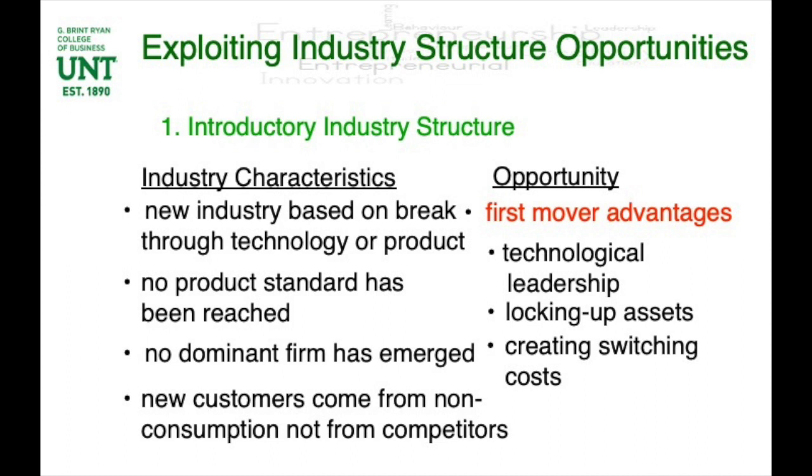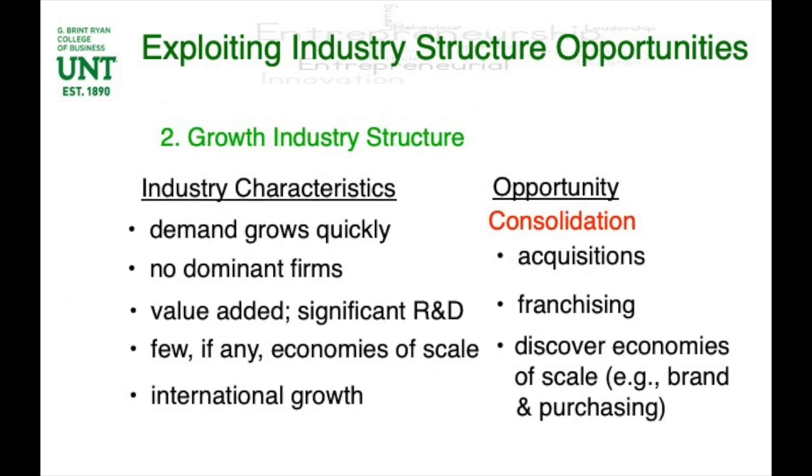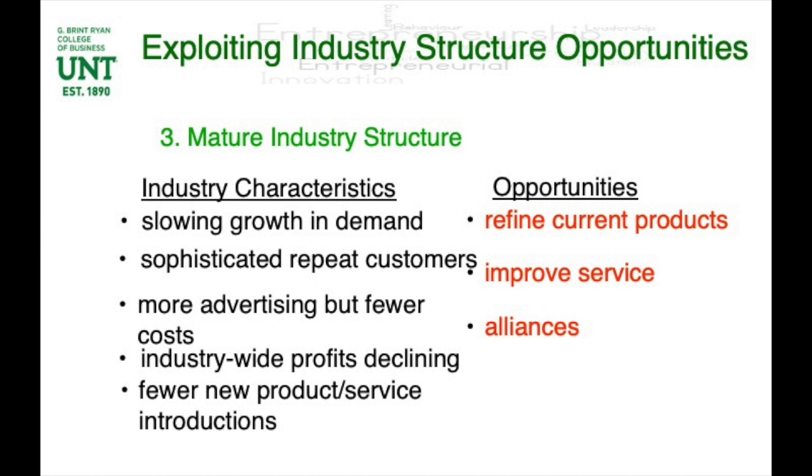There are going to be very high R&D costs that need to be incurred. You don't quite have an economy of scale yet, and you're also starting to see a lot of growth internationally. The best thing you can do in this kind of industry is consolidation. You can acquire other companies, get into franchising, and also try to figure out some type of economy of scale, right? So make it so that you can spread those fixed costs out over a greater amount of production.